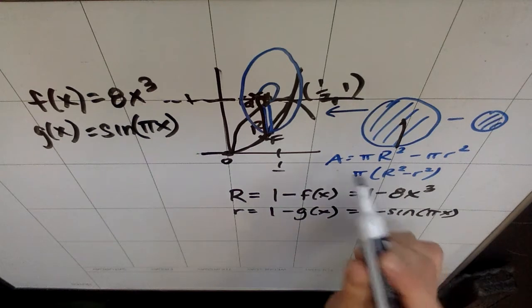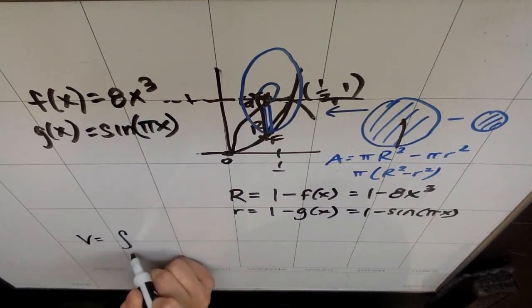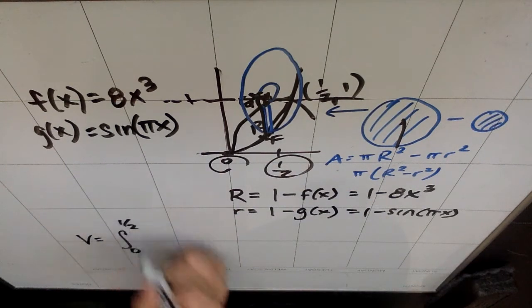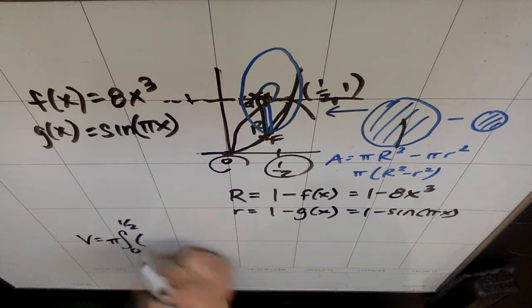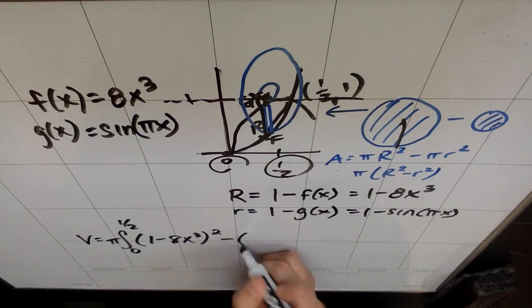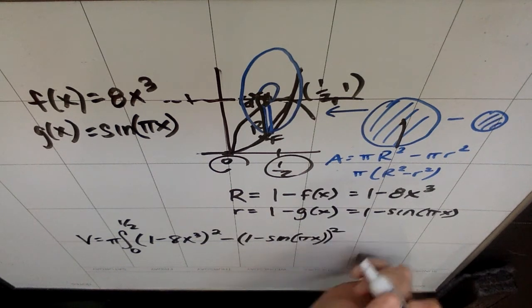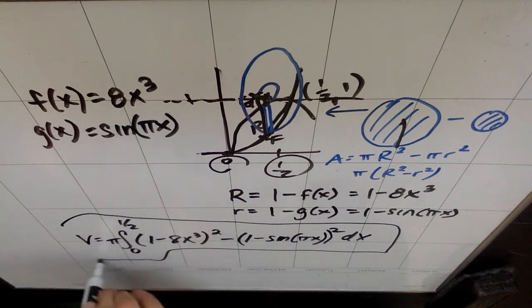So my volume is what happens if I add up all of these areas. So my volume is going to be the integral from 0 to 1/2, that was a 1/2 before I accidentally erased it, of pi times big R squared minus little r squared. So put the pi in front. Big R squared is going to be 1 minus 8x cubed quantity squared, minus 1 minus sine of pi x whole quantity squared, with respect to x. And that's what they want to see. They want to see this integrand. They don't want you to evaluate it because that would be a really mean thing to do. The end.